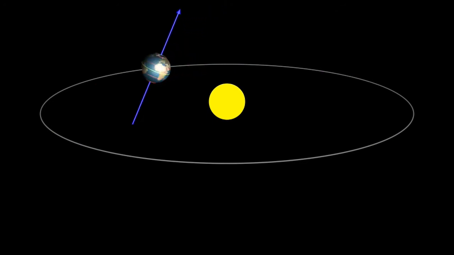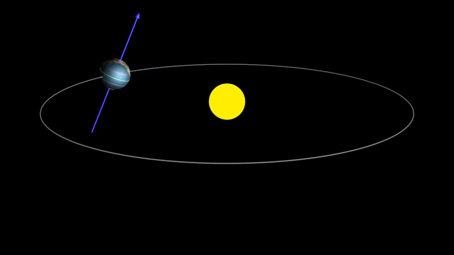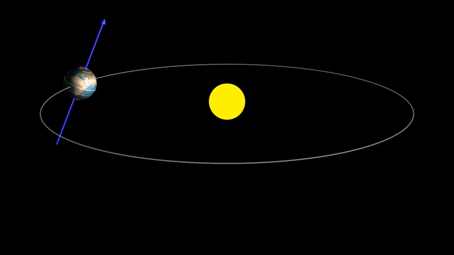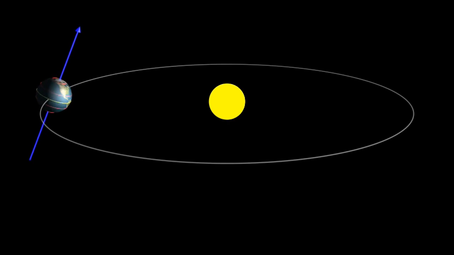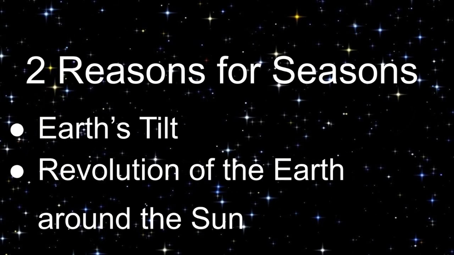So let's review. The Earth is tilted on its axis. Because the Earth is tilted on its axis, sometimes the Northern Hemisphere is tilted towards the sun, and sometimes the Northern Hemisphere is tilted away. Together, the tilt of the Earth and the revolution around the sun cause parts of the Earth to experience 4 seasons.